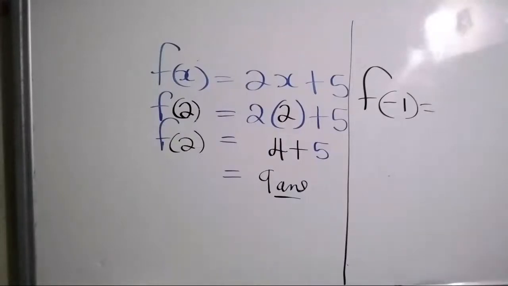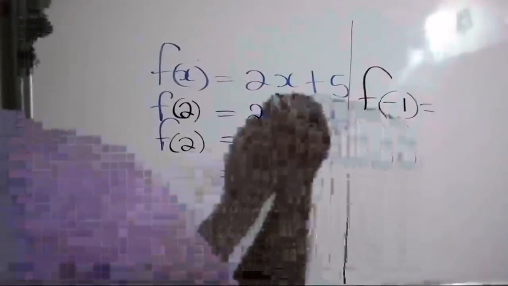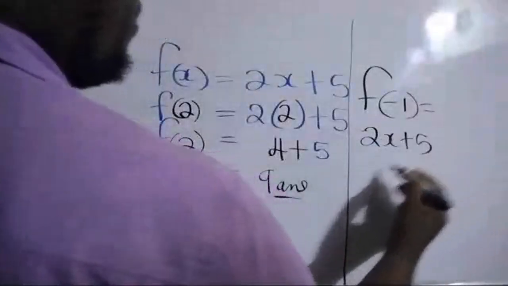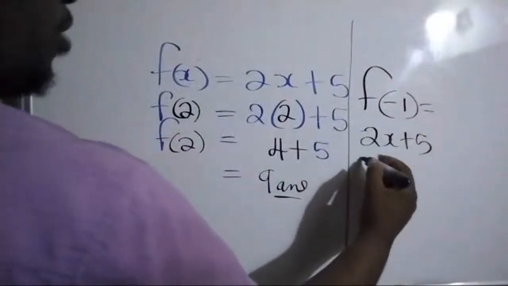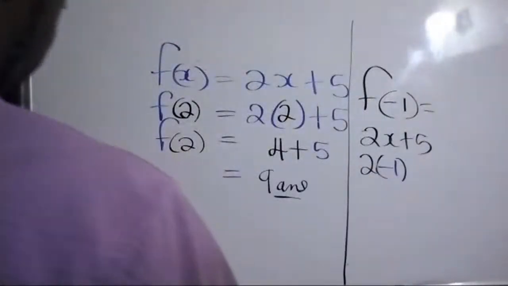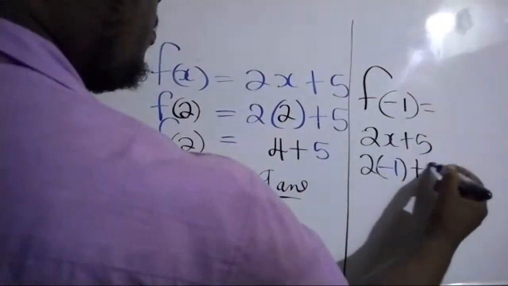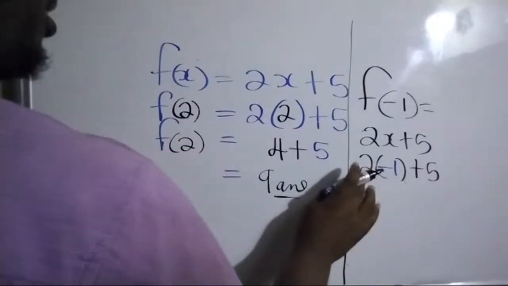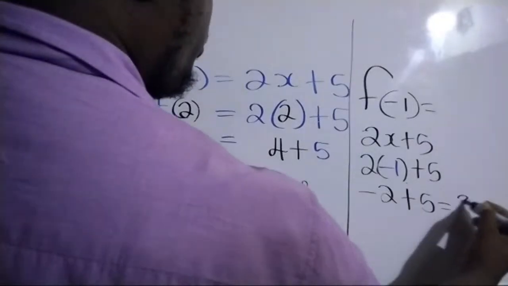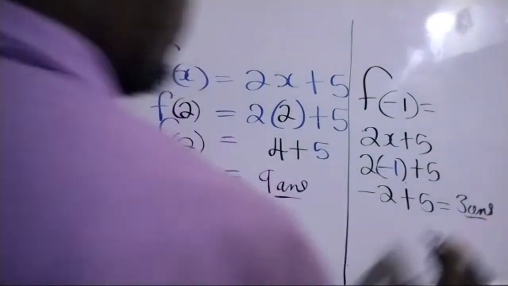Guys, I'm back. Alright, so we have f of negative 1. Now we write back the function, which is 2x plus 5. Now we're going to put negative 1 for x, plus 5. So 2 times negative 1, remember the bracket means to multiply, so that will give us negative 2 plus 5, which works out to be positive 3.